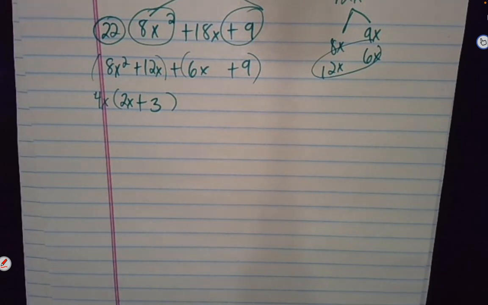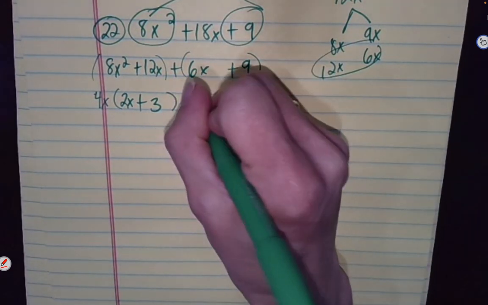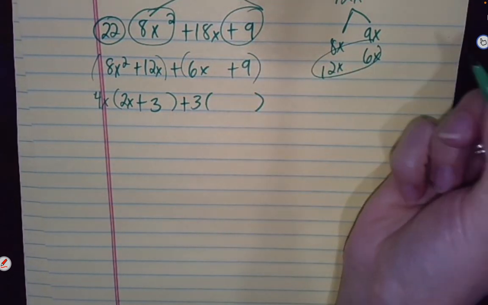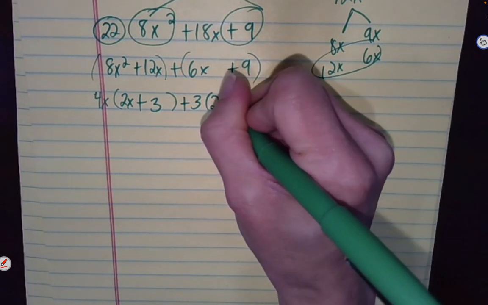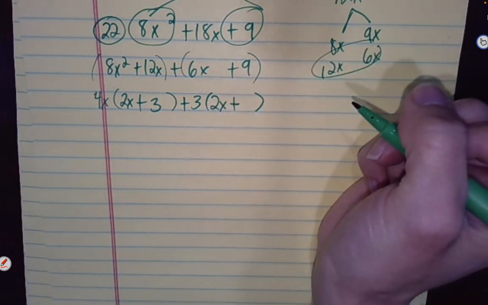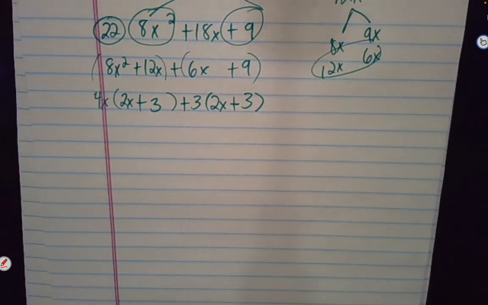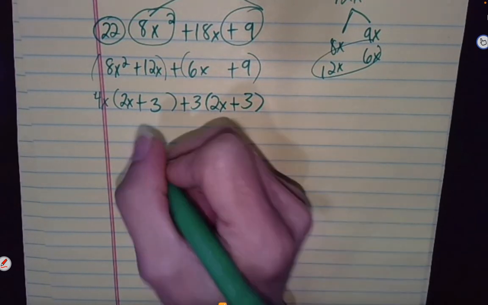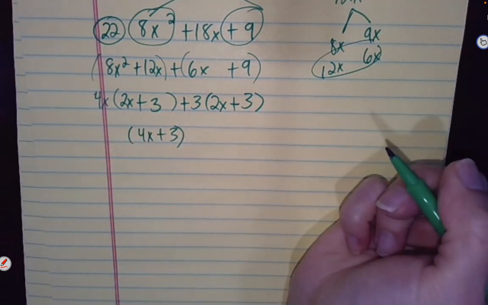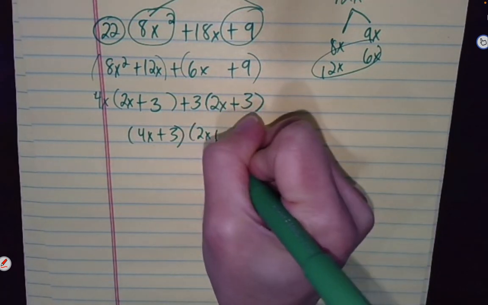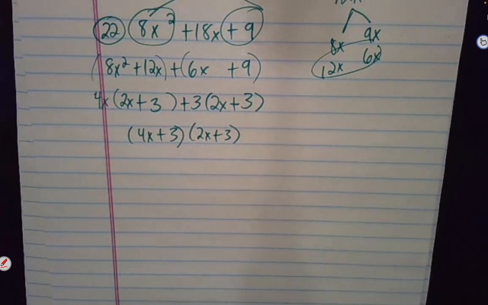When I do my next one, what should happen? It should match, right? It should be the same thing. Yes, so you're going to factor out a 3. 3 goes into both of those numbers. So what's 6x divided by 3? 2x. And what's 9 divided by 3? 3. Do they match? Yeah, they should match. So my two answers are the 4x plus 3, what's on the outside, and my 2x plus 3, what's on the inside. Okay?